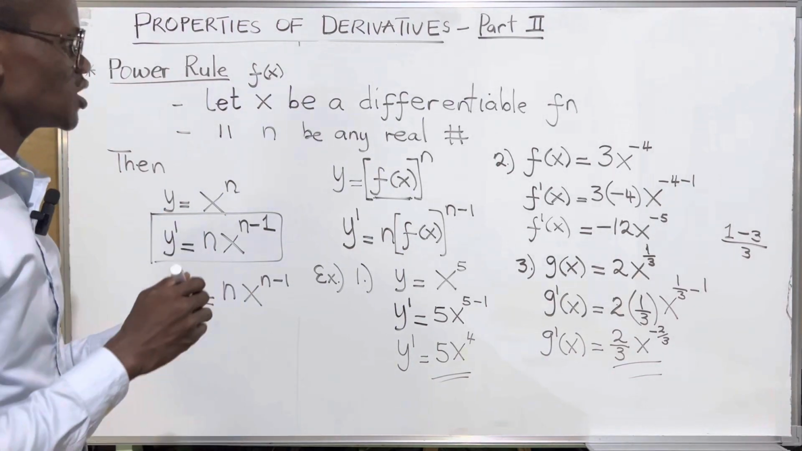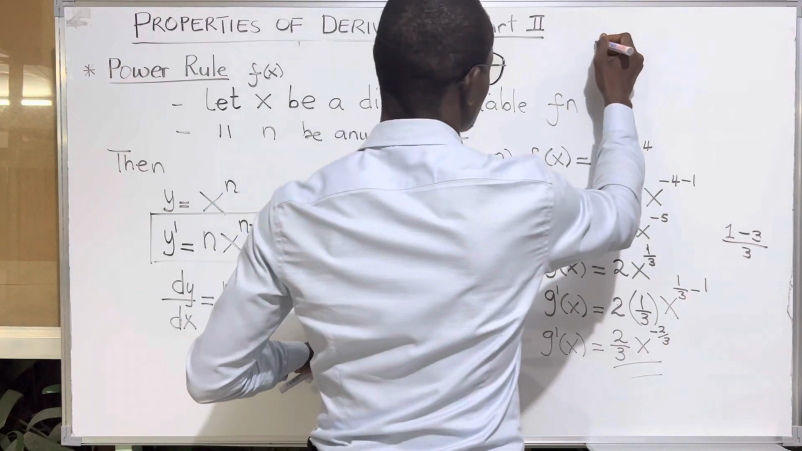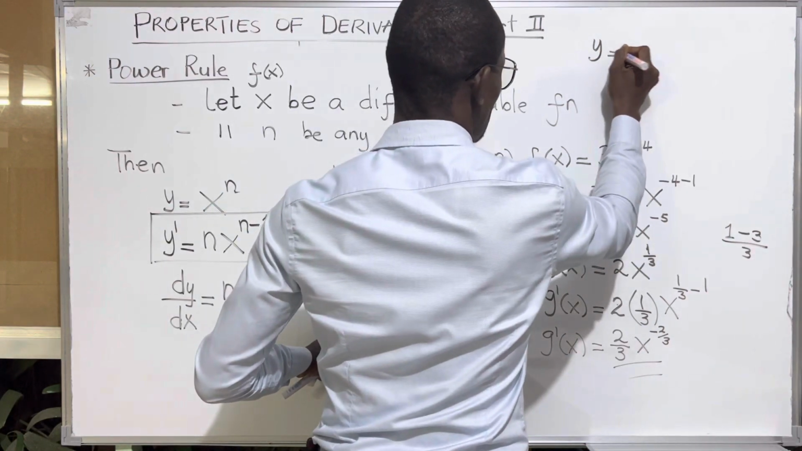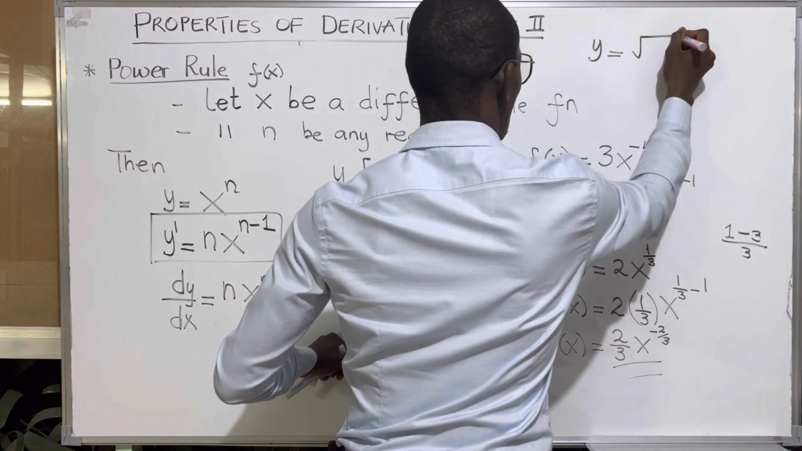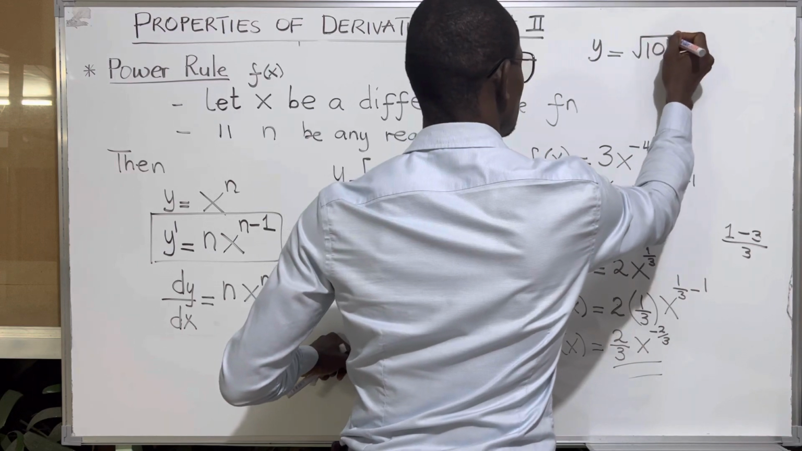So these are some of the problems. Let's do this last bonus question. y equals the square root of 10x.